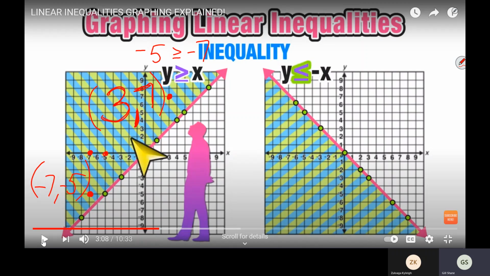1, 2, 3, 4, 5, 6, 7, 8, 9, 10. Those are getting bigger. It's easy to see with positive, but it's the same thing over here. As I go to the right, numbers are getting bigger. So -5 is bigger than -7. So yes, -5 is greater than -7. So that is true.